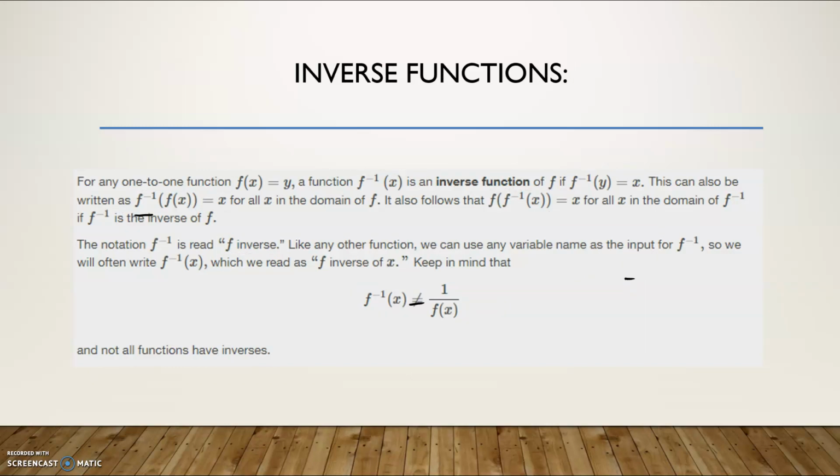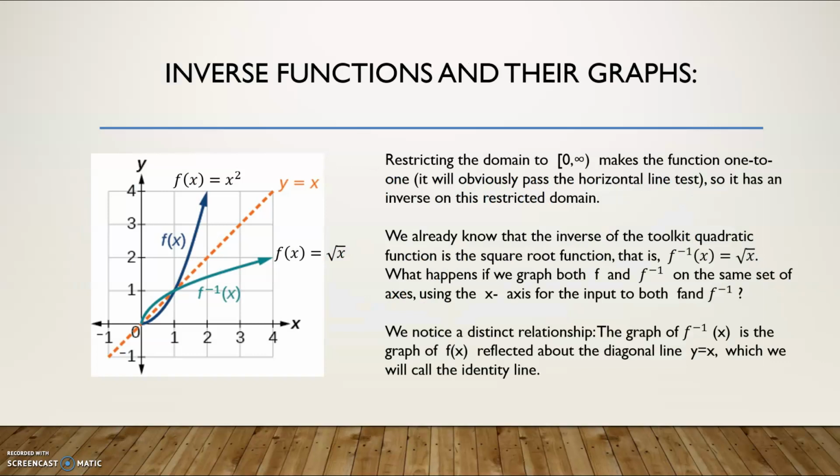Okay, so they've got to be a one-to-one function. So in this example, we're looking at x squared. And we know that x squared looks like a U shape. It's a parabola, so it should keep going this direction.